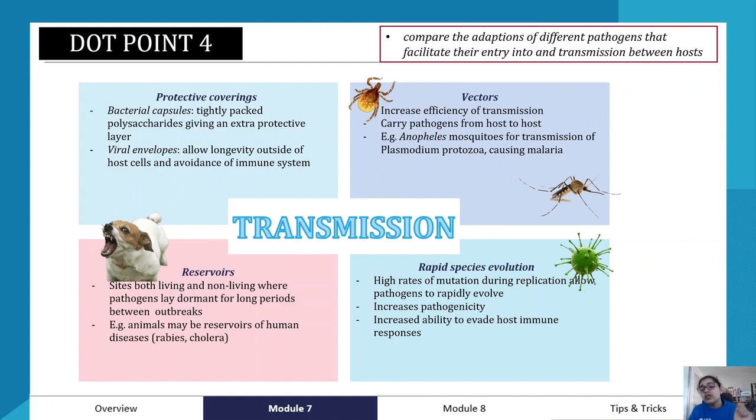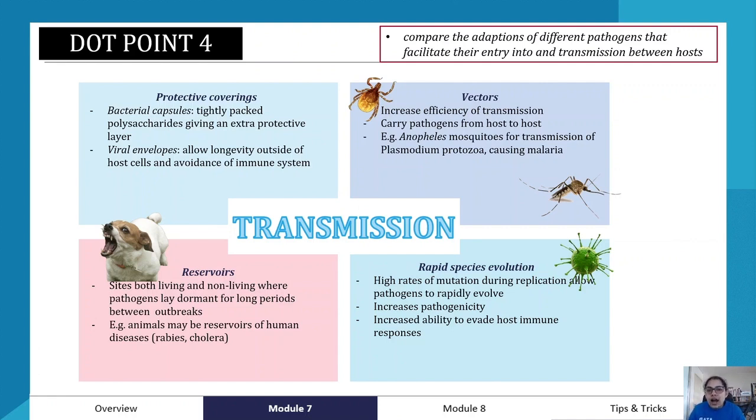Then reservoirs. This is where sites, both living and non-living, where pathogens lay dormant for a long period of time between outbreaks, and animals actually can be the reservoirs of human disease. Big examples of that are rabies and cholera. And then finally, rapid species evolution.